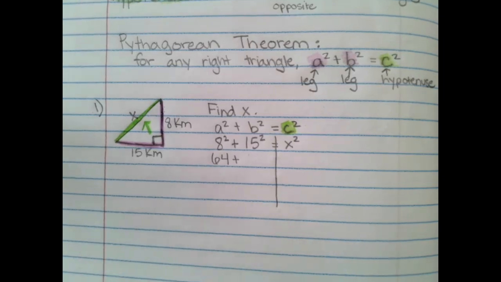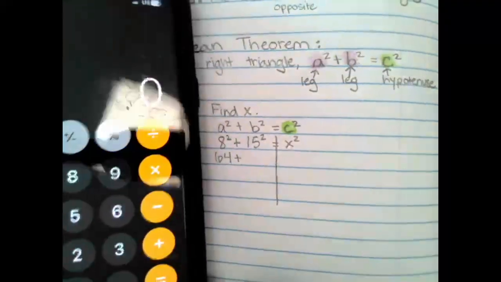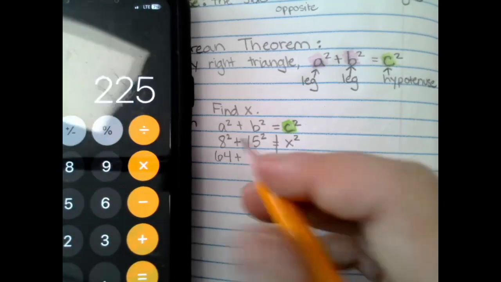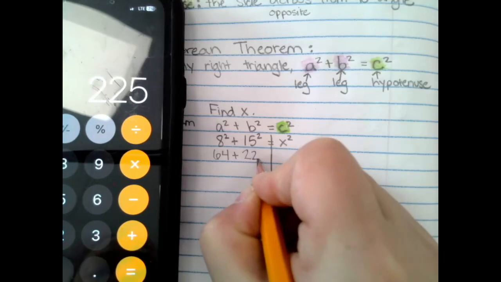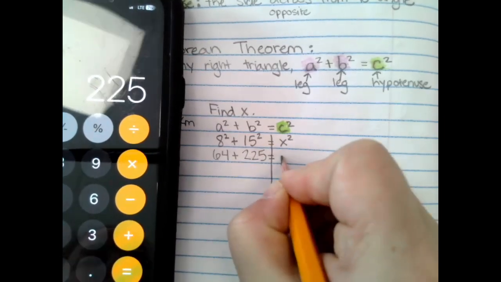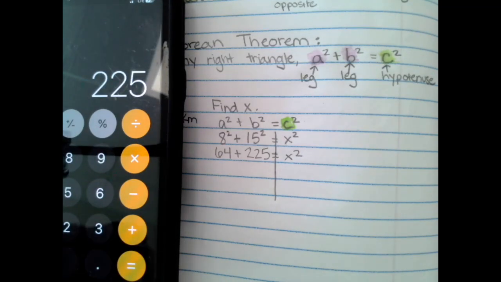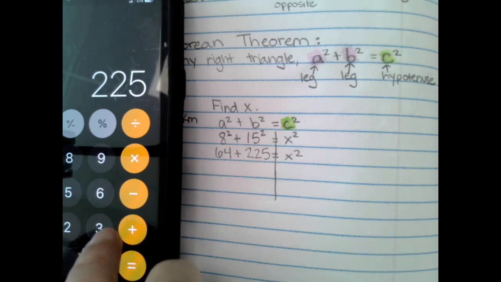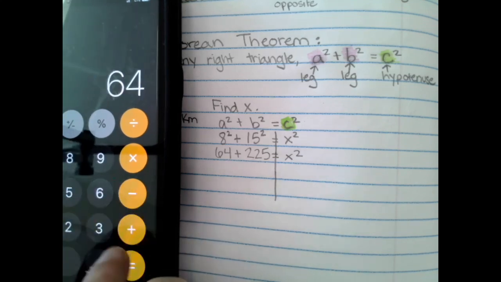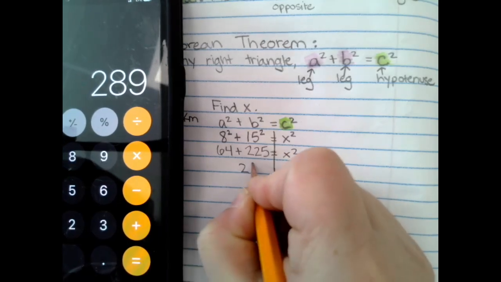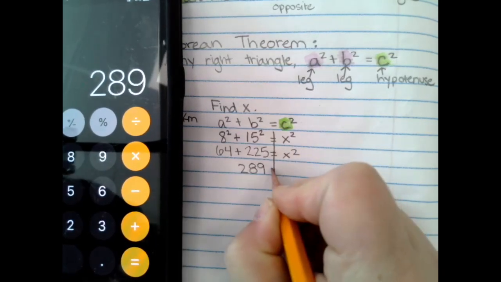And then we can do 15 squared, which remember is just 15 times 15, which is 225, equals x squared. Okay, again, we want to combine those terms. So 64 plus 225, we want to simplify those. We get 289. So now that it's simplified on one side, is that what x is equal to?